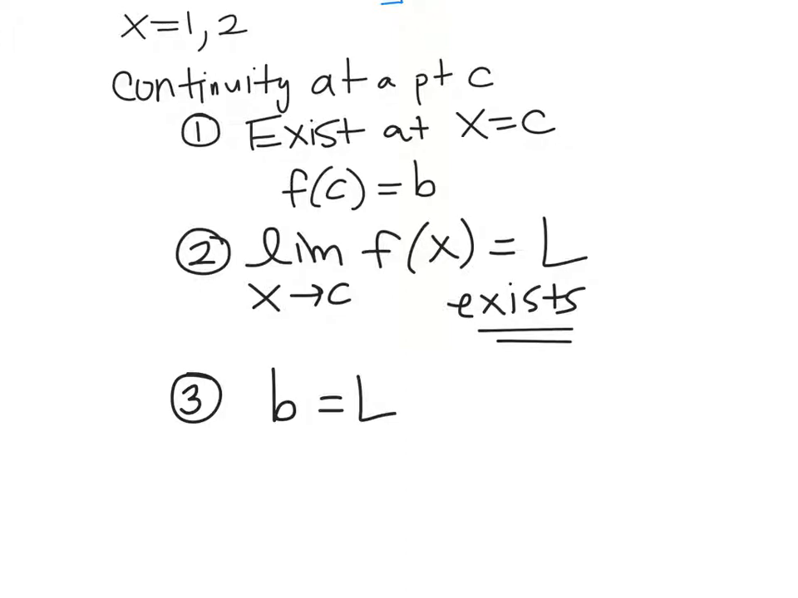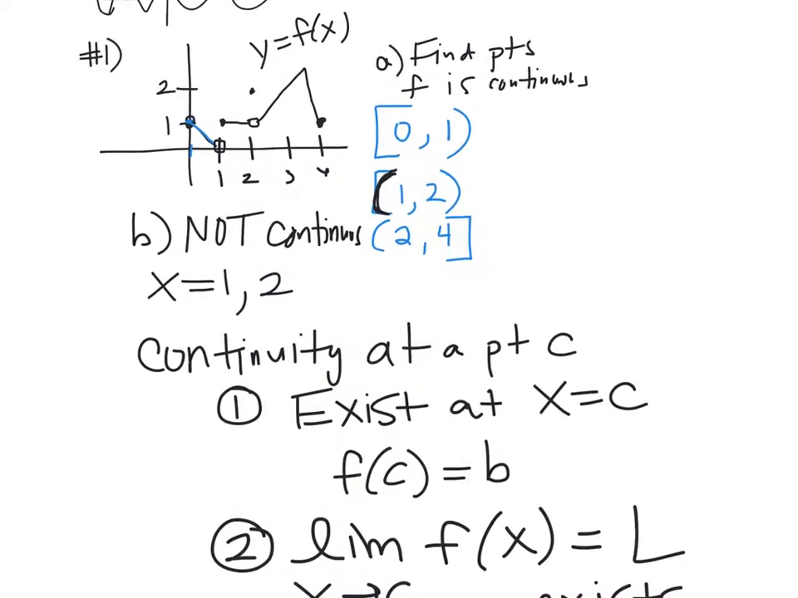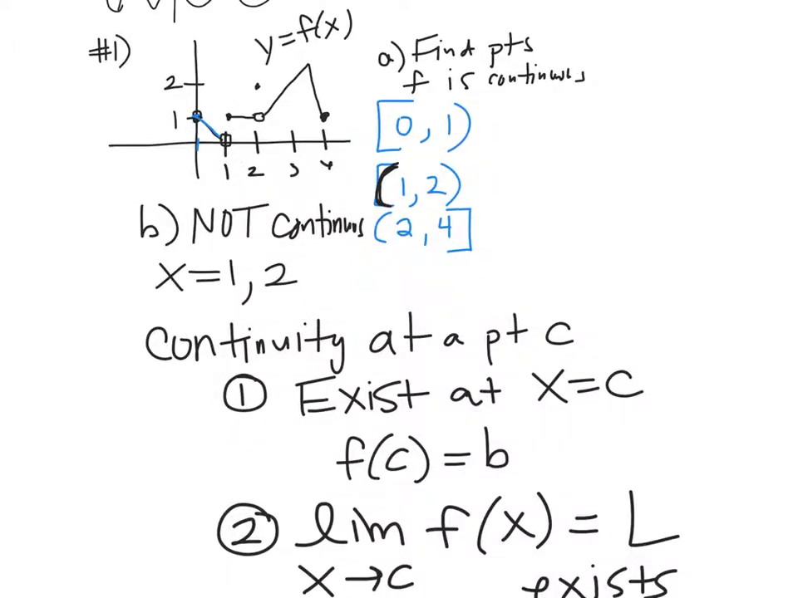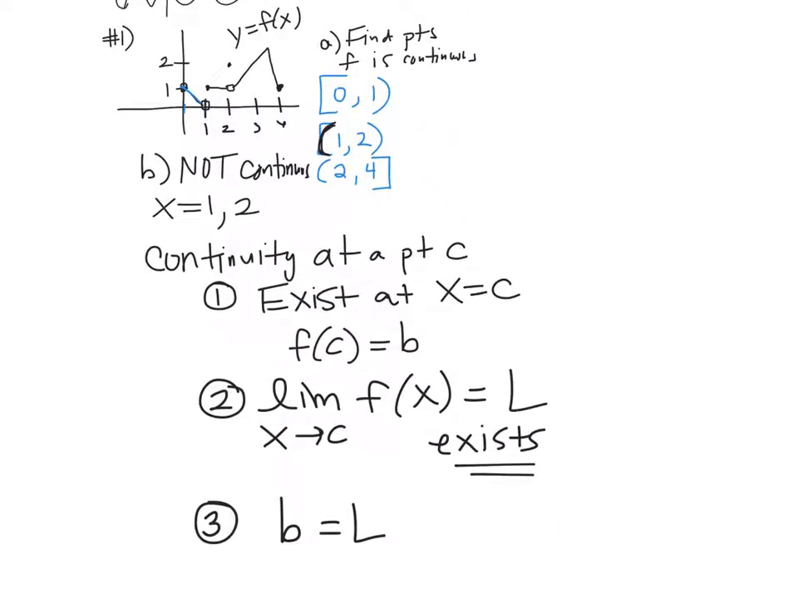Okay? So let's go back up to here and see how it fails at 1 and 2. So at 1, which one of these 3 things fails? Let's see. It has to exist a value at x equals c. So this one does have a value at x equals 1. The value is 1. So the first part checks. Does the limit exist at 1? No. As I'm going from the right, I get a limit of 1. As I'm going from the left, I get a limit of 0. So the limit does not exist. So it fails on the second thing, and it's not continuous there.